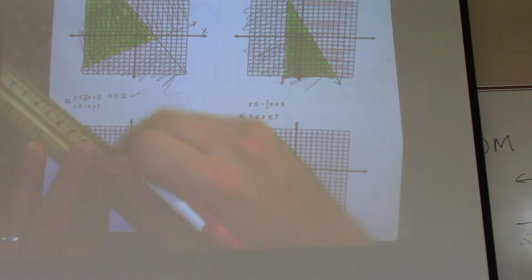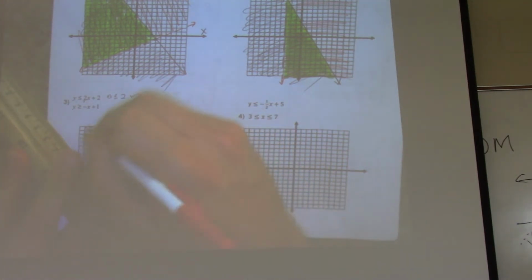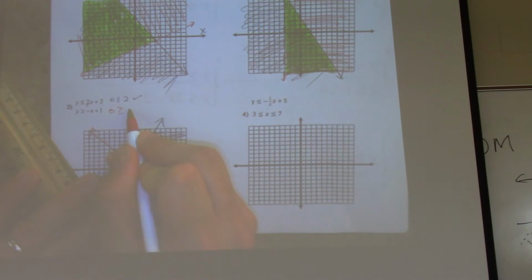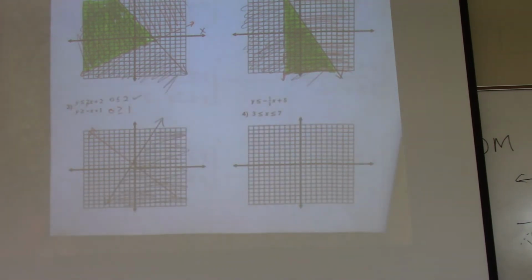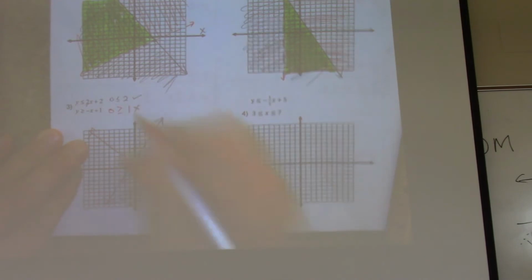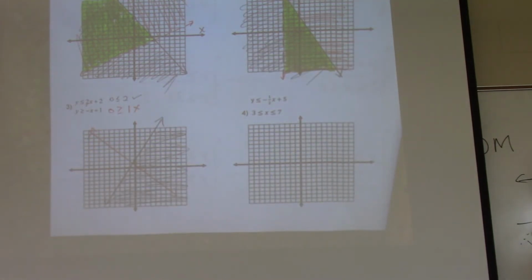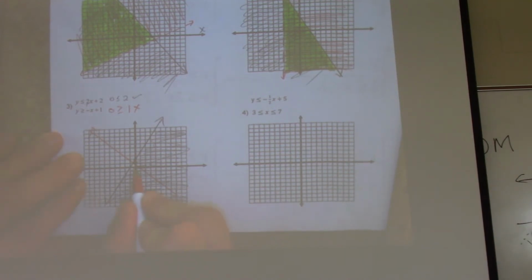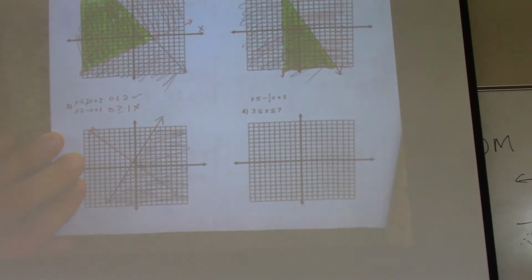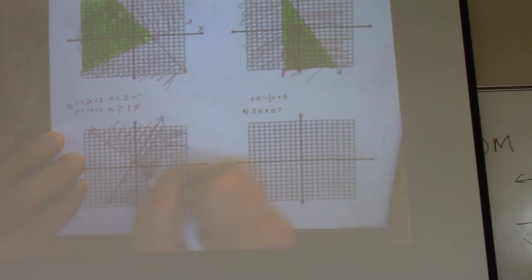And then, which way do we shade? Well, when you test 0, 0, is 0 greater than 1? No, I'd rather have $1 than $0, right? Is 0 greater than 1? No. So when it's not true, what does that mean? I go the opposite way of the origin. So for this red line, the origin cannot be part of the solution, so instead of shading left towards it, I shade away from the left.